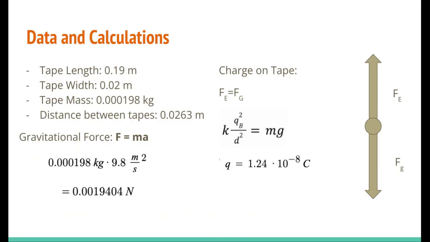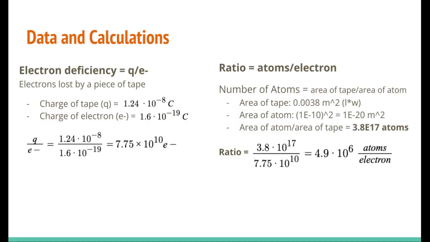So these are the calculations. First, we have just the data from measuring the tape and the distance between them. Then we calculated the gravitational force using mass and acceleration, which we know. And then on the right, we can see the free body diagram showing that the electric force and the gravitational force are equal, as there is no acceleration of the tape. And we can set those equations equal to each other. We know all of the other values except for Q, so then we can solve for Q there.